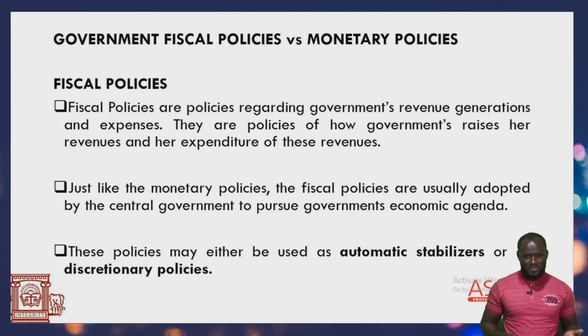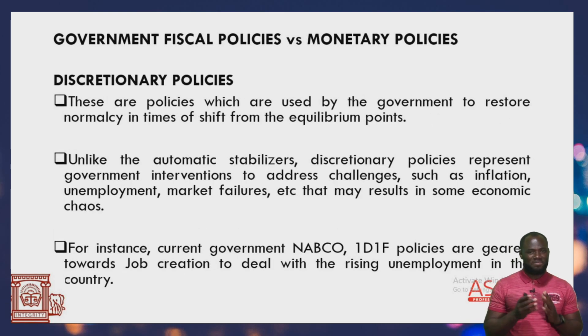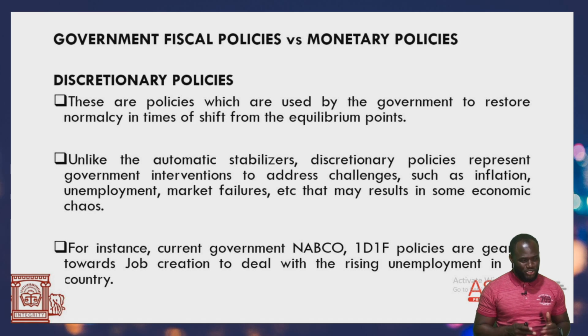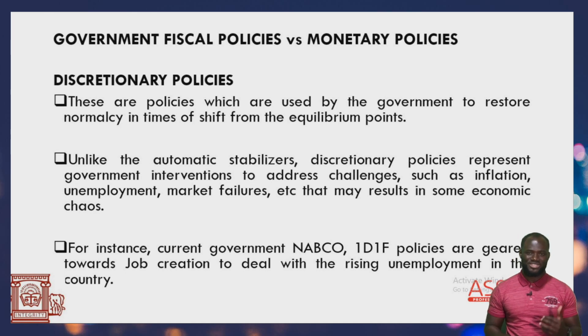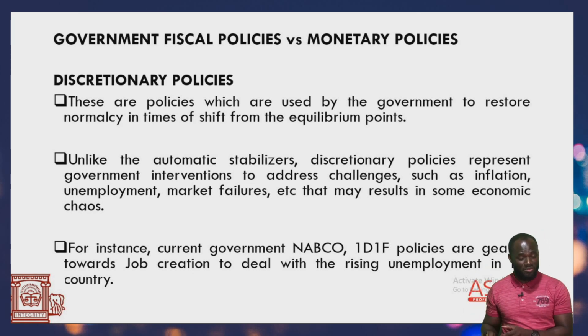Other than that, if these policies do not work, if you're unable to use the policies themselves to correct the imbalances, then it will require government intervention. And of course, the government intervention is what is referred to as the discretionary policies. So here, the discretionary policies are used by the government to restore normalcy in times of shift from the equilibrium point. So here, what it means is that unlike the automatic stabilization, government will always have to intervene deliberately in order to ensure that there's that normalcy in the economy.